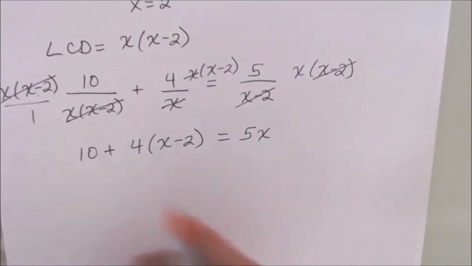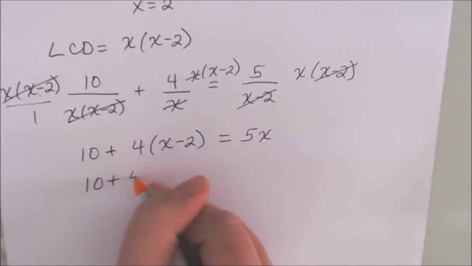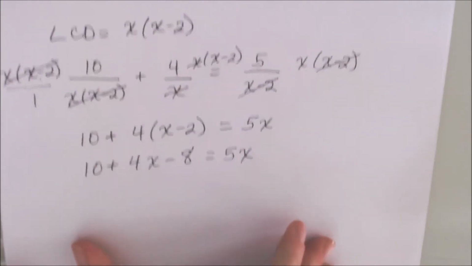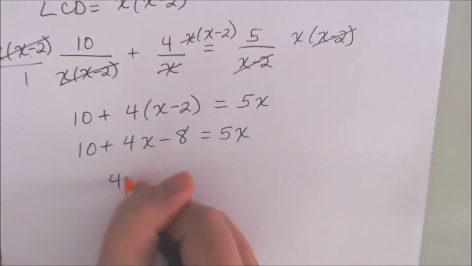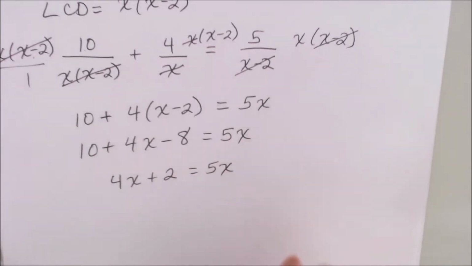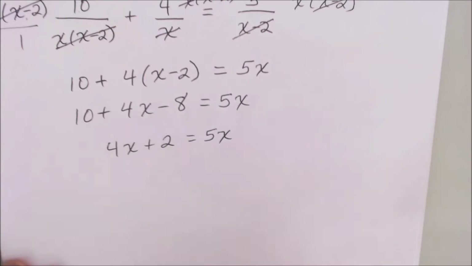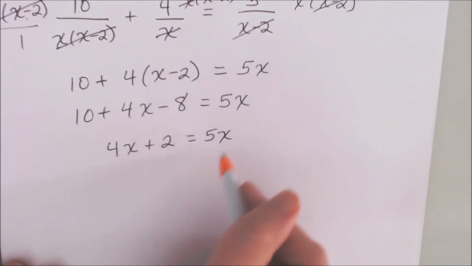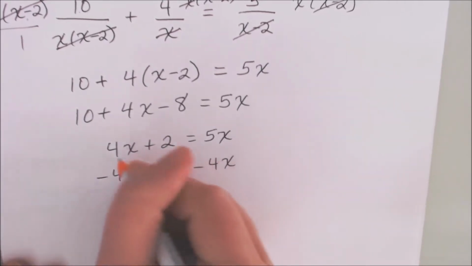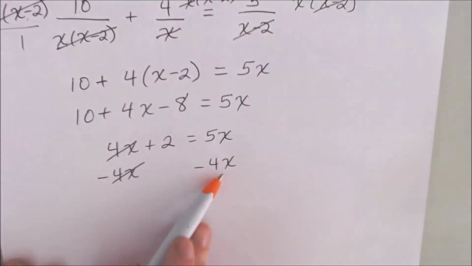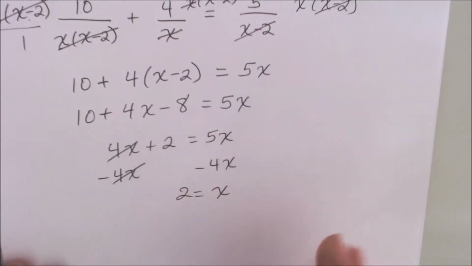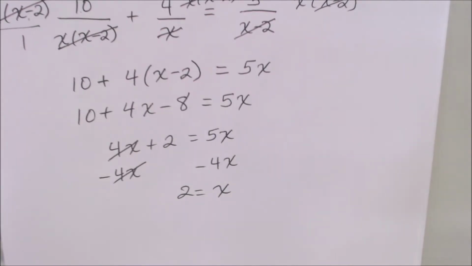And now we're going to solve it like a normal equation. So I'm going to distribute the 4. So I have 10 plus 4x minus 8 equals 5x. And then we're going to combine like terms. So we have 4x plus 2, 10 and negative 8, equals 5x. Then we need to get the x's on one side. So I'm going to go ahead and move the 4x over to the right side so the 2 can stay where it is, and I'll have the x's together on the right side. So I have 5x take away 4x, leaves me with 1x, or just x on the right side, and I have a 2 on the left side. So the solution I get is x equals 2.